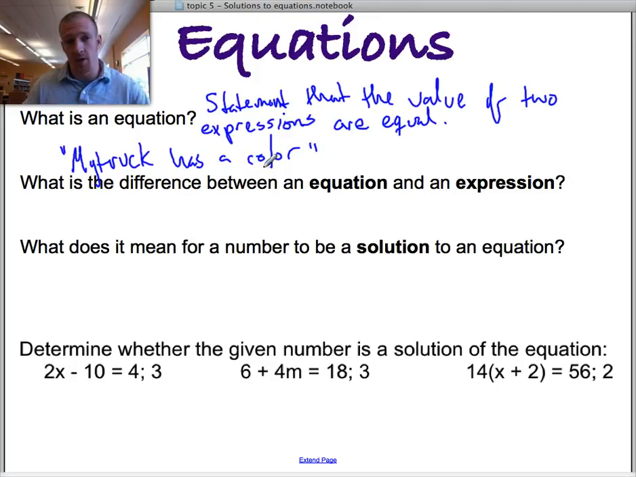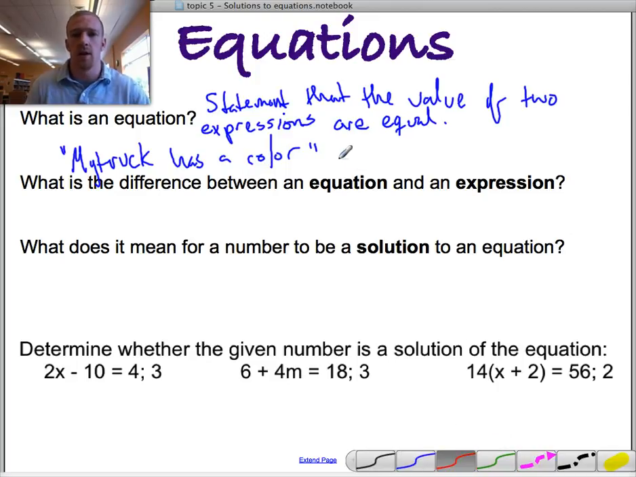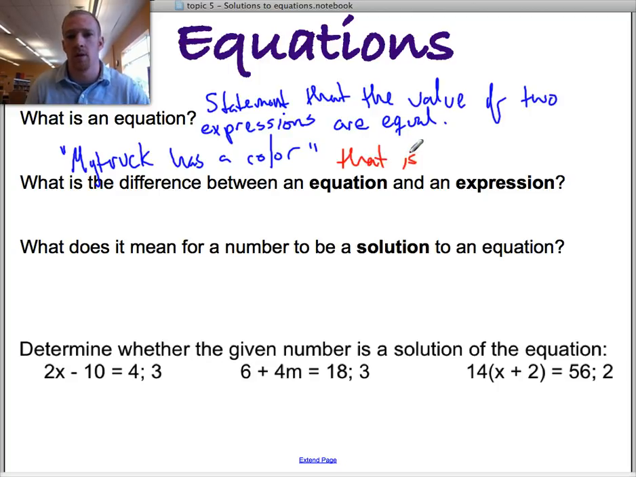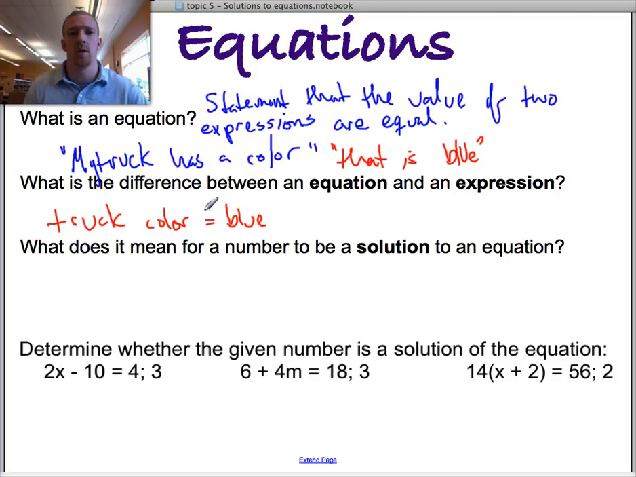An equation relates two expressions. So if I said my truck has a color that is blue, then that actually makes the equation. All right, here's an expression, here's an expression. So that would be something like truck color equals blue. Now blue is an expression and truck color is an expression. Truck color equals blue is actually relating the two expressions and telling you that they are equivalent. The color of my truck is equivalent to the color blue.